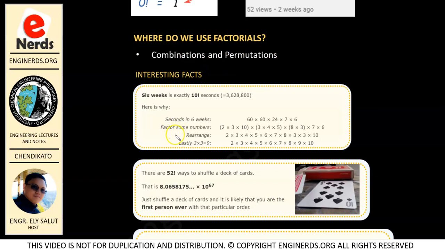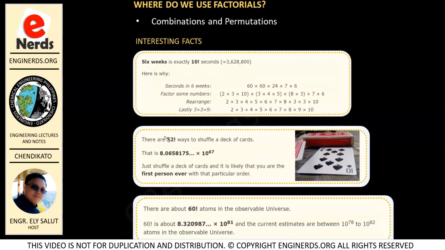So, we have an interesting fact here. For example, 6 weeks is exactly equal to 10 factorial seconds, which is equal to 3,628,800 seconds. Okay, so we have the explanation here. We have 60 seconds in 1 minute, 60 minutes in 1 hour, 24 hours in 1 day, and 7 days in 1 week, and we have 6 weeks.